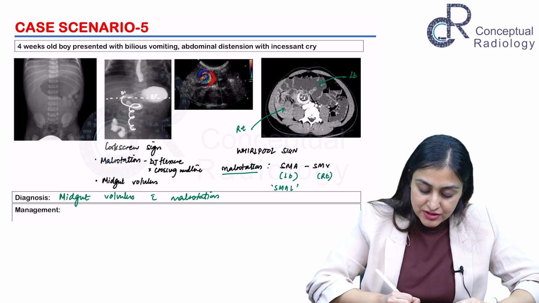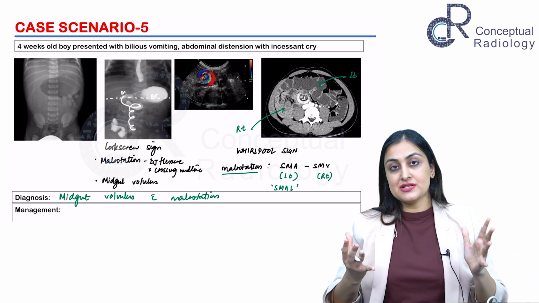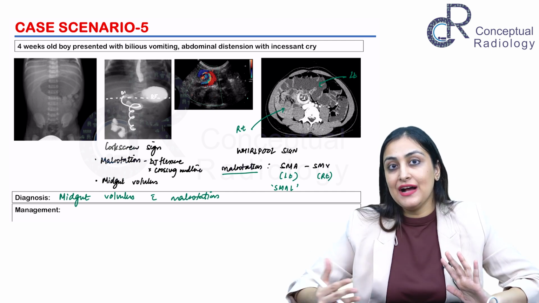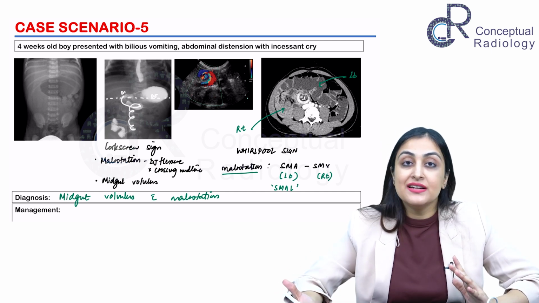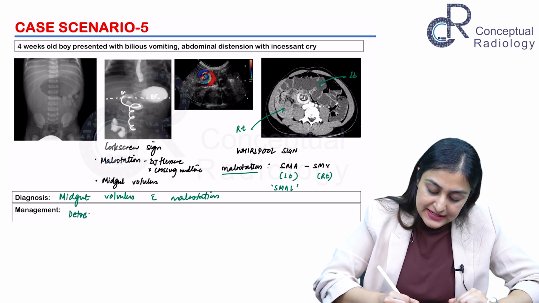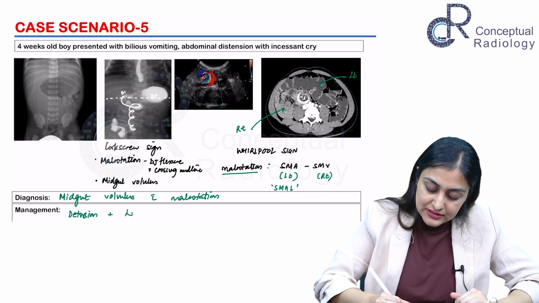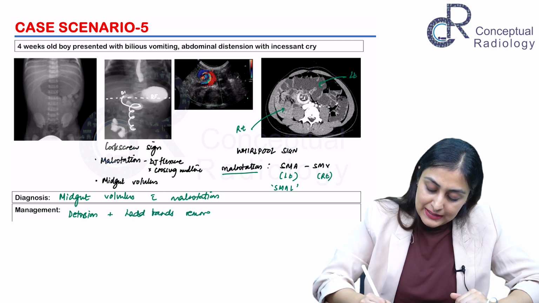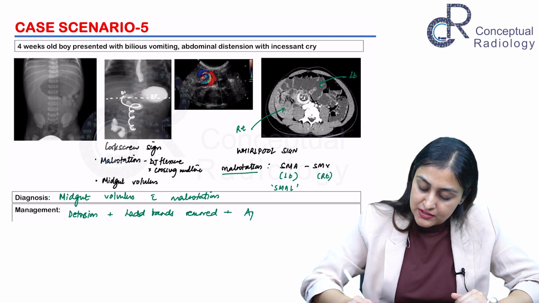How this is managed is basically based on why malrotation is happening. It's because of the lack of the anti-clockwise 270-degree rotation that was supposed to happen. So now what we've got to do is this detorsion here. In addition, there are Ladd's bands that need to be removed. And prophylactically, the surgeons are also going to do an appendicectomy here.